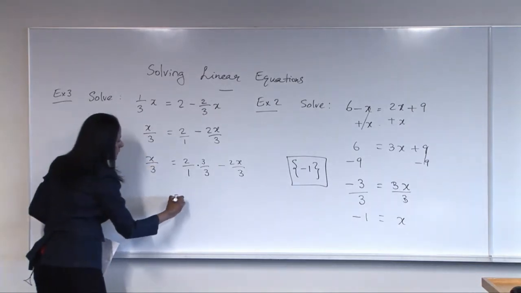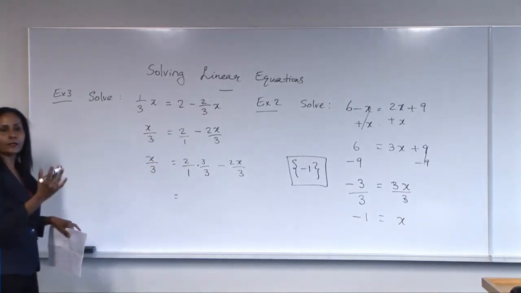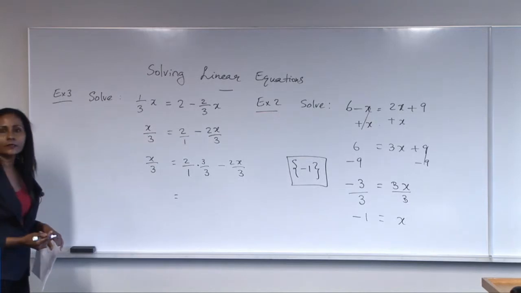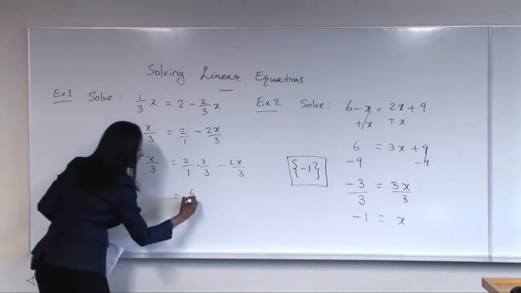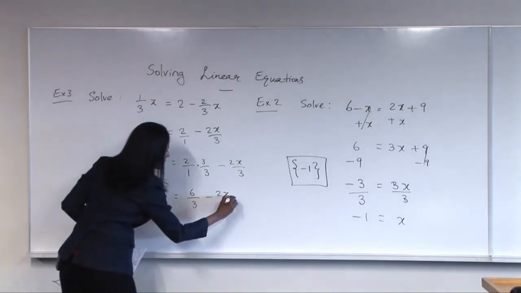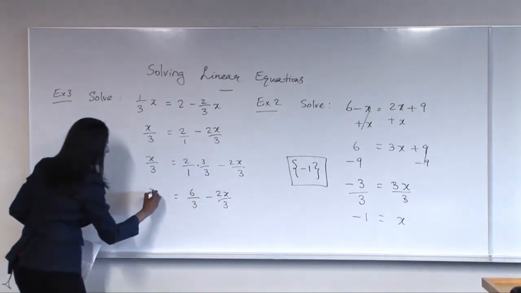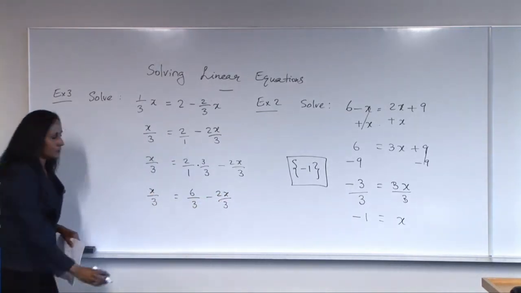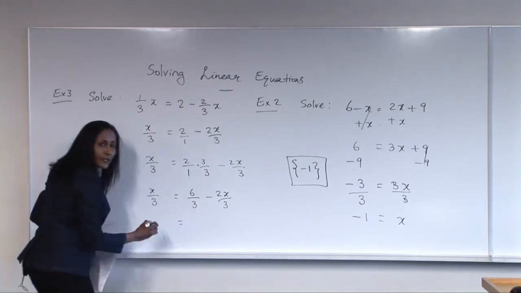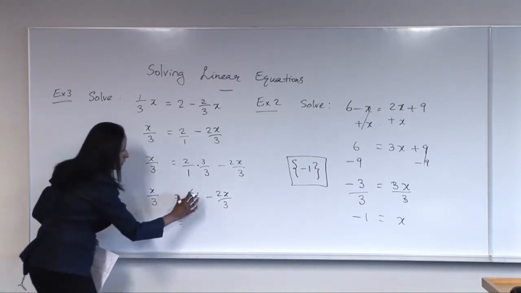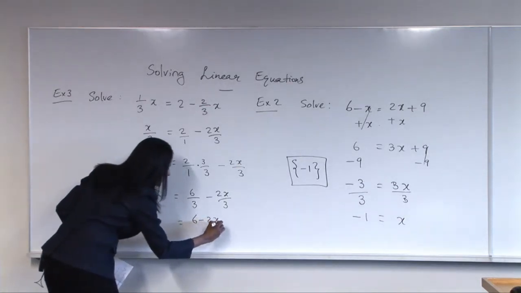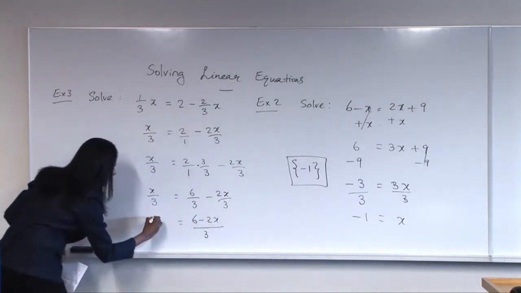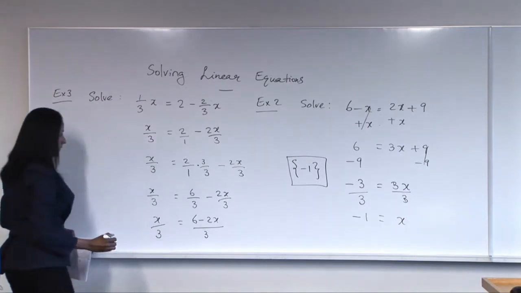So I'm trying to get rid of the denominator first, and then I'm going to combine all of the x terms together and constant terms together. So here we have 6 over 3 minus 2x over 3. Here we have x over 3. Once you make the denominator the same, that's the common denominator, so we can combine these two terms together. So this is 6 minus 2x over 3 is equal to x over 3.